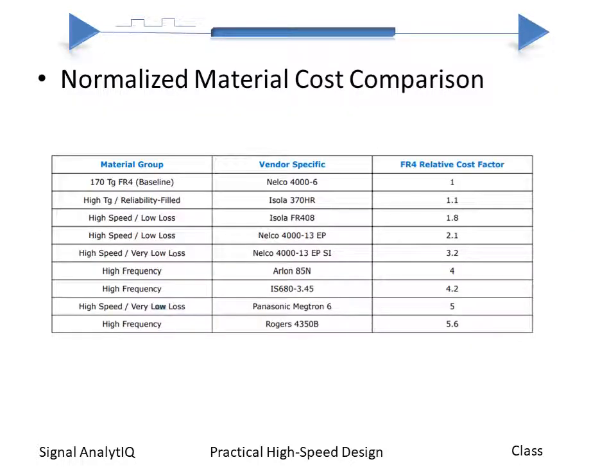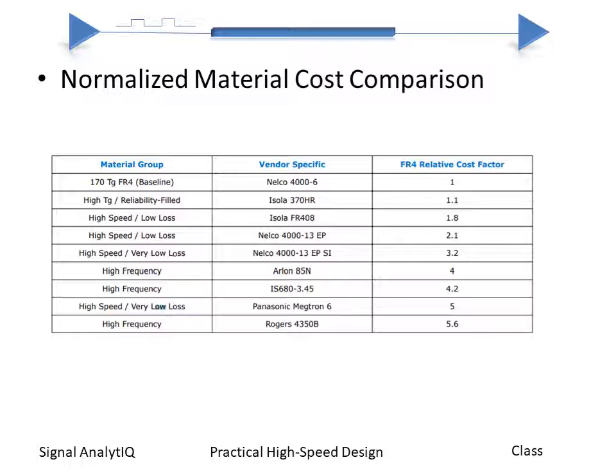So in a table we discuss the normalized material and its cost comparisons. As material groups, we have FR4, and then materials for high speed, low loss, or high frequencies, and very low loss for high frequencies kind of thing. You can group your materials, and then based on that, the vendor specific board material can be selected, like Nelco or Isola, for example.